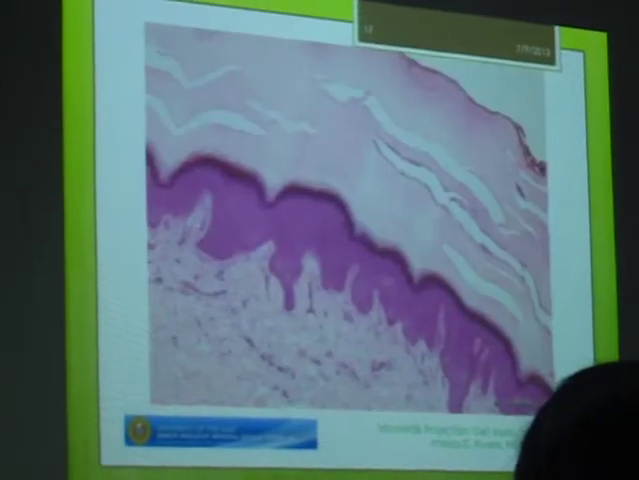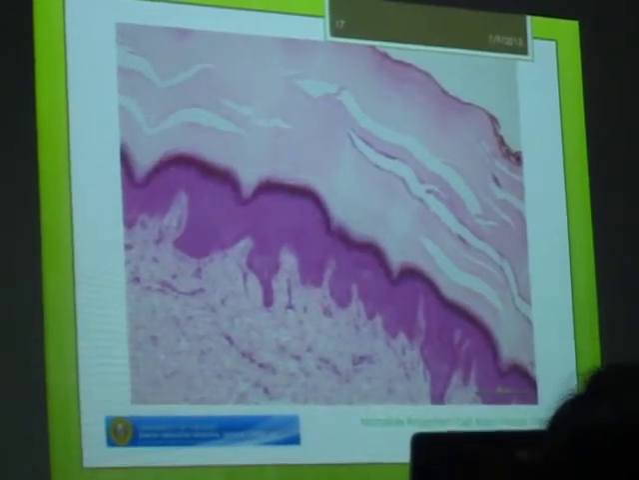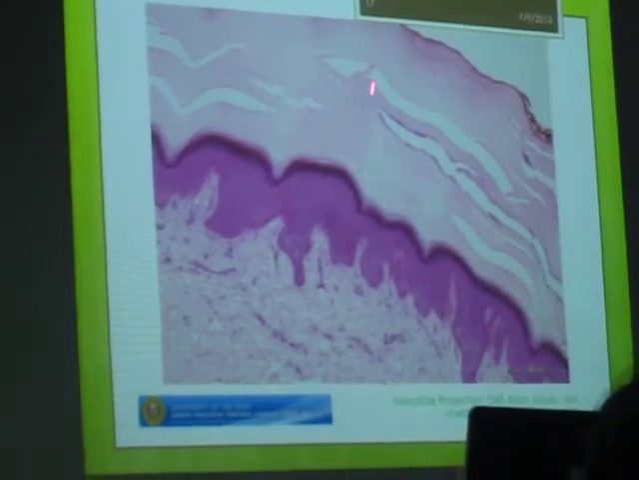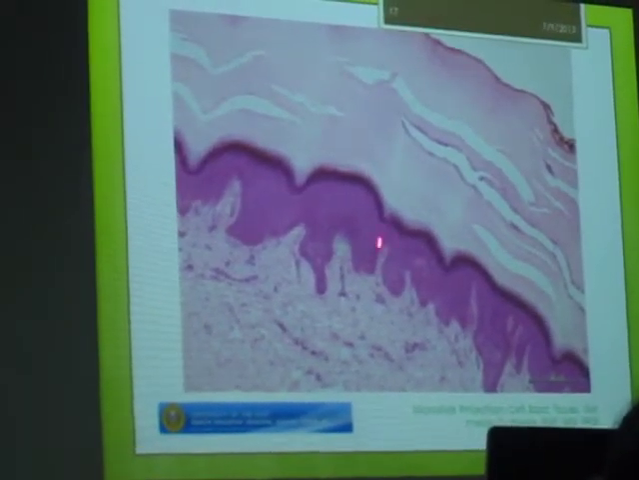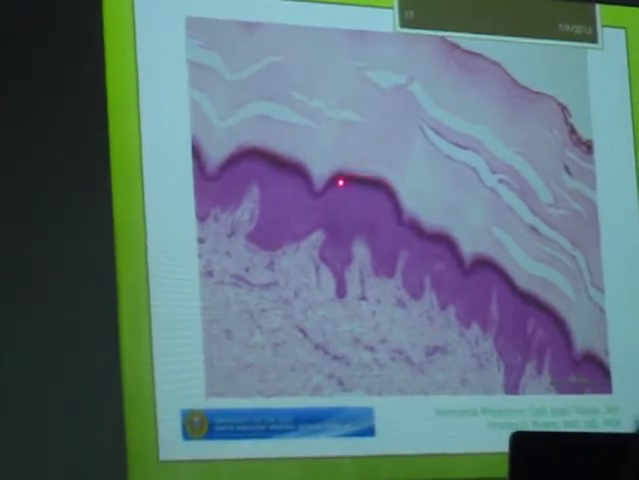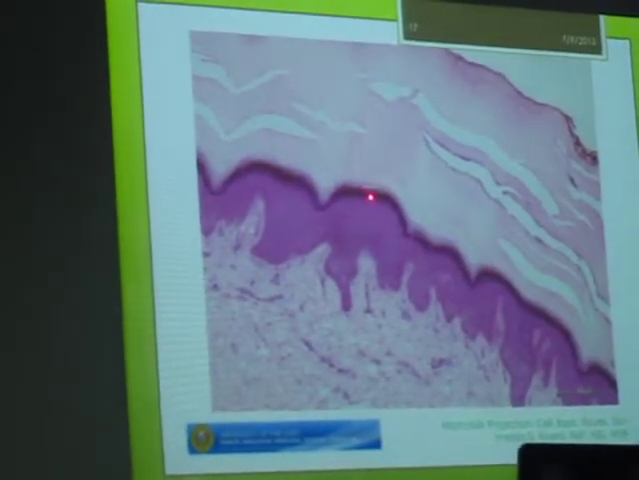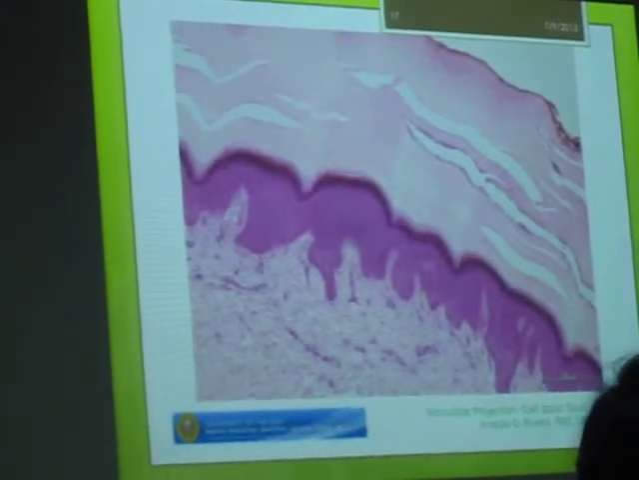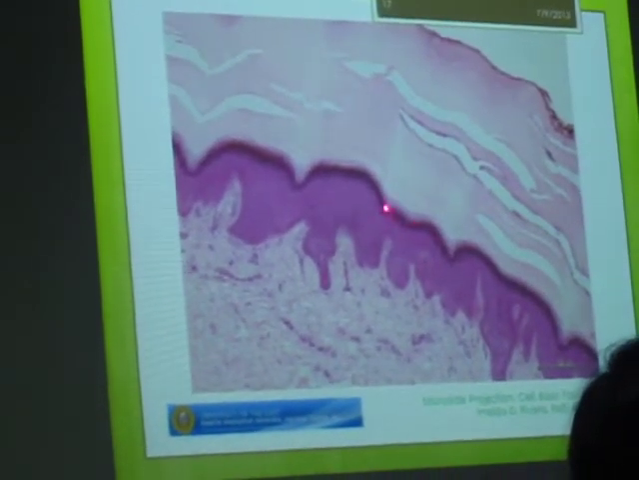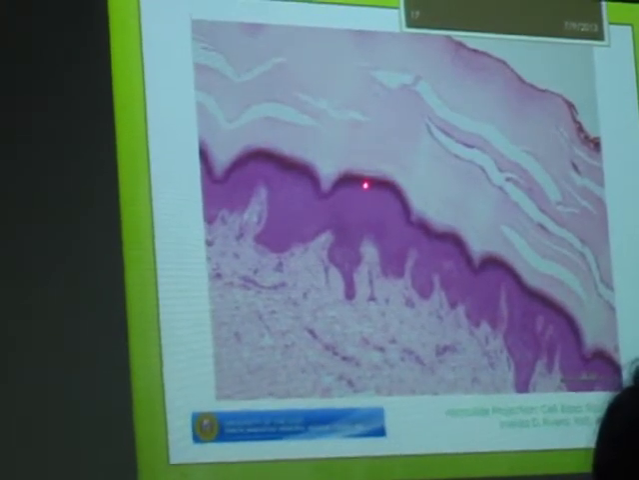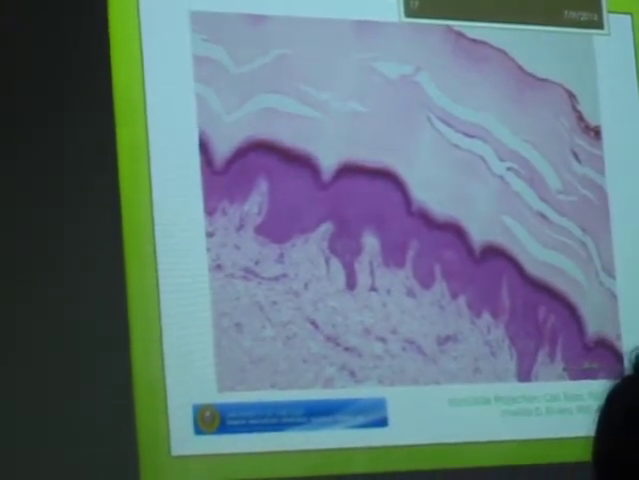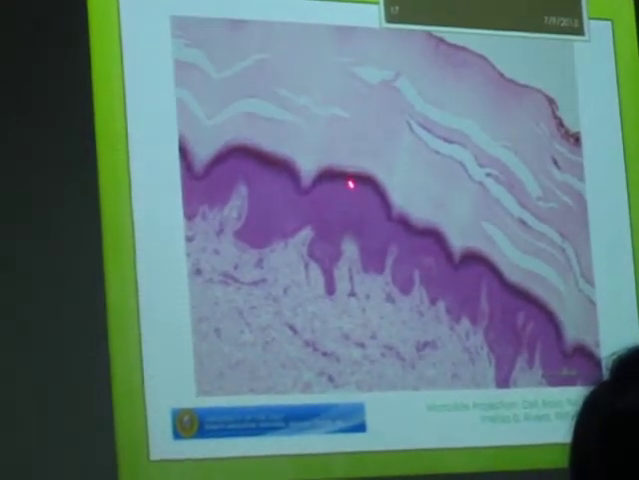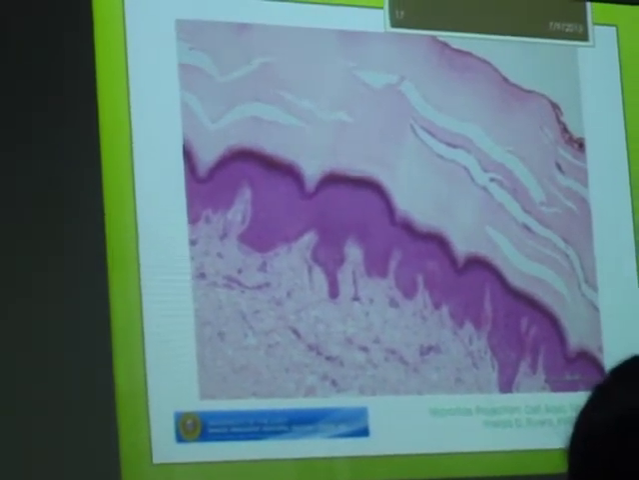Okay. Let's go higher magnification. So this is the epidermis, which you have identified. And now, identify the pointed layer. Be specific. Itong dark layer na to. This dark layer here. What is that layer?